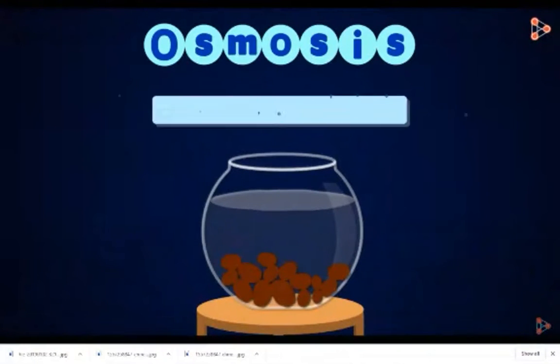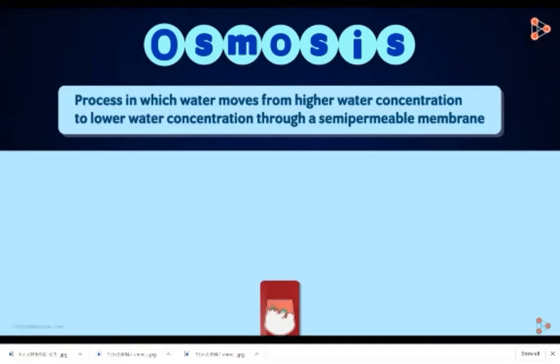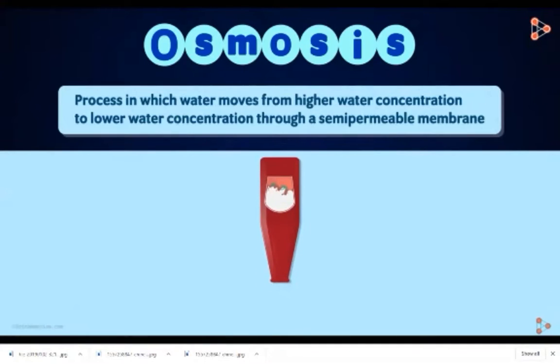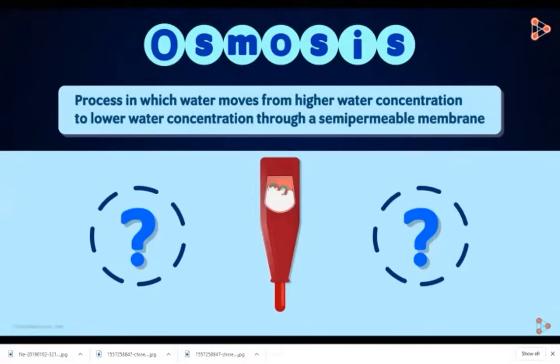It's simply defined as the process in which water moves from higher water concentration to lower water concentration through a semi-permeable membrane. An interesting thing to know about osmosis is that the movement of water is affected by the amount of a substance dissolved in it. And what does this mean exactly? Let's conduct an experiment to understand it better.